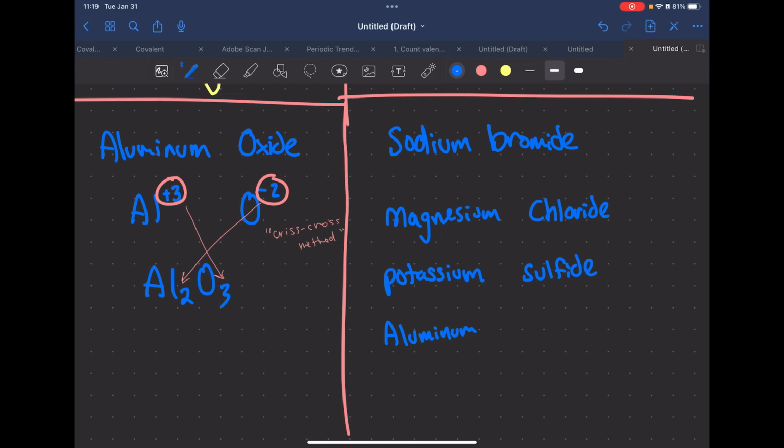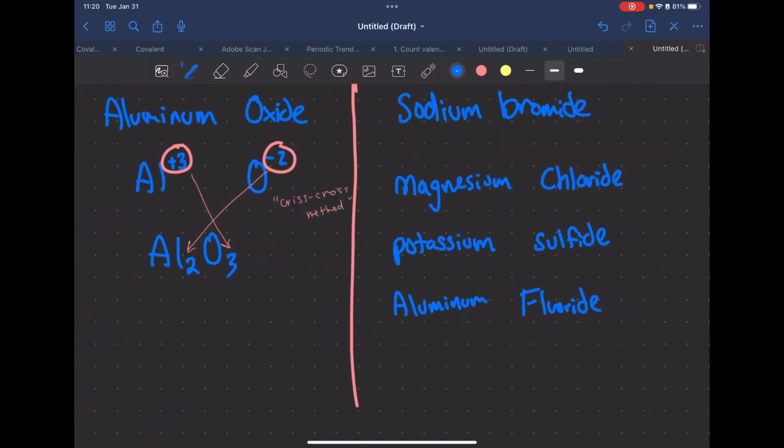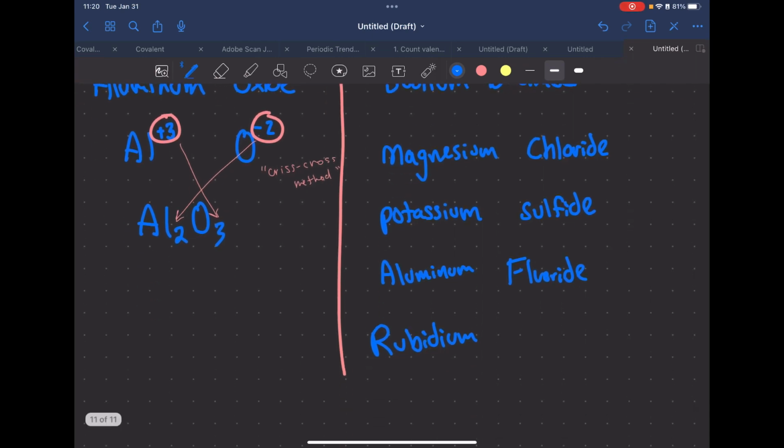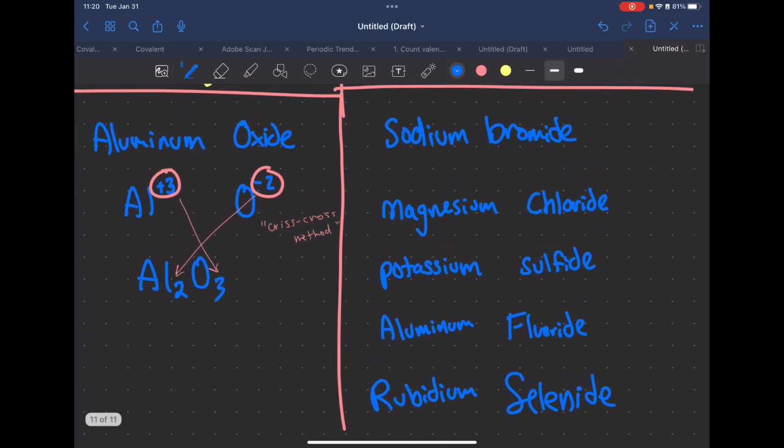know? Let's do aluminum fluoride. We can honestly just do these for the rest of the time. We can do these till the cows come home. How about rubidium? Let's do rubidium selenide. Let's do that one. That should take you the rest of the time. Maybe not. If you're done, you're done. But you got to do those. I'll be walking around and bugging you.